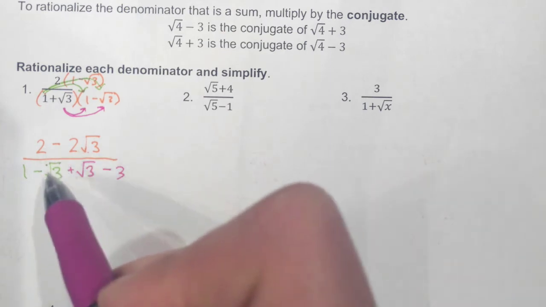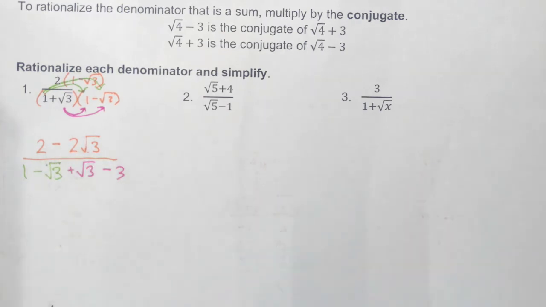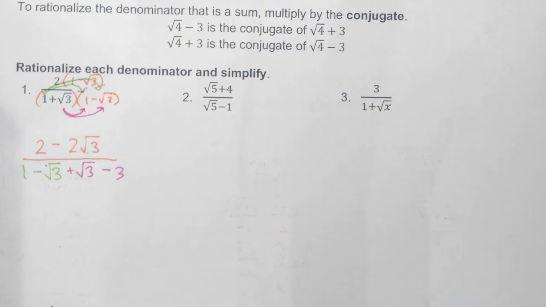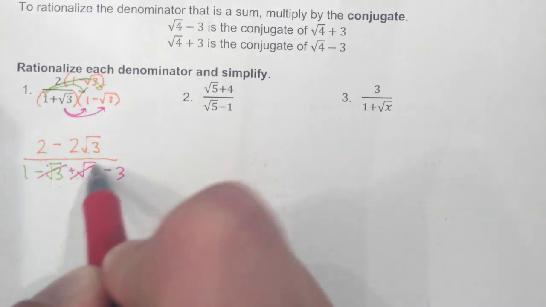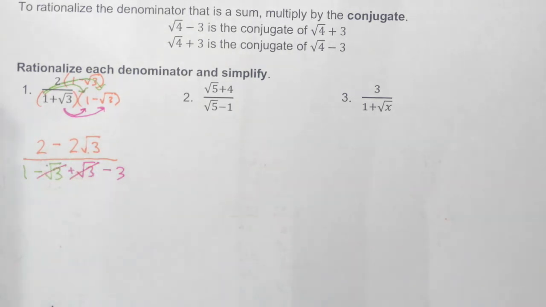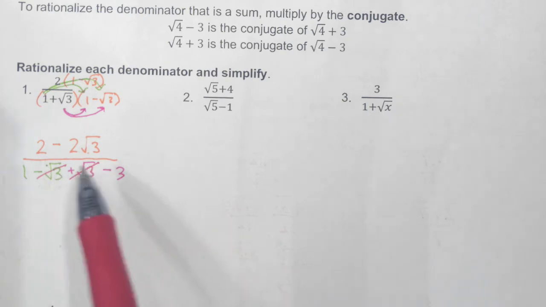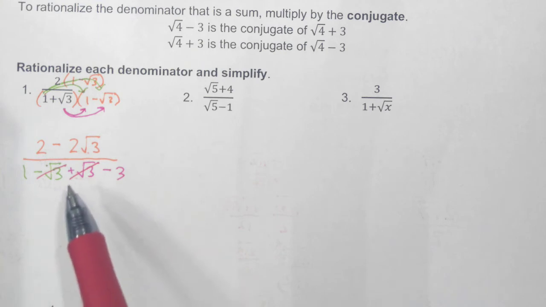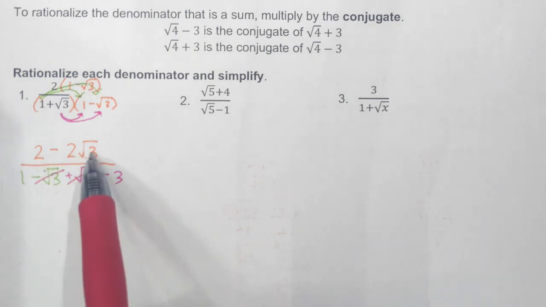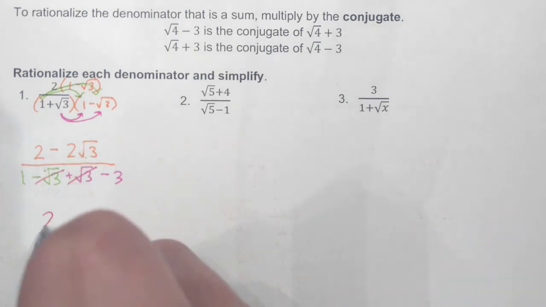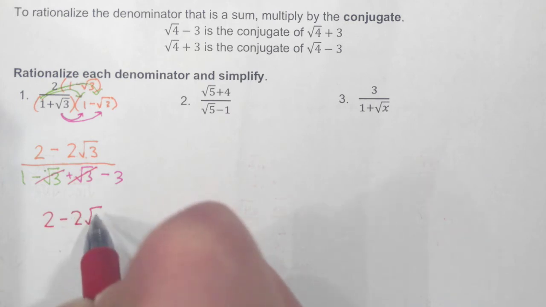So what this does, the conjugate is always going to make those two middle terms opposites. So you'll notice we have a negative square root of 3 and a positive square root of 3. Those two middle terms will always cancel out when you multiply by the conjugate. That's why we do it, because it will always get rid of the radicals in the denominators, which is what the goal of this was. So on top, we can't really put those together, so it's just going to be 2 minus 2 square roots of 3.